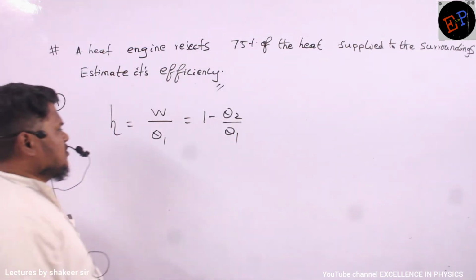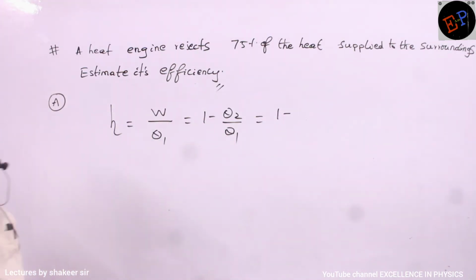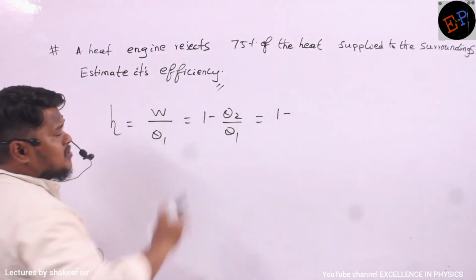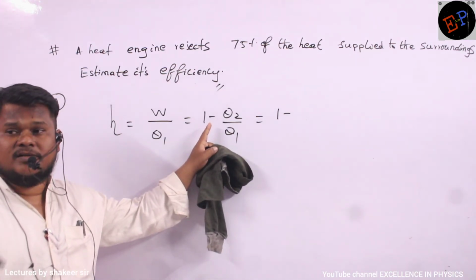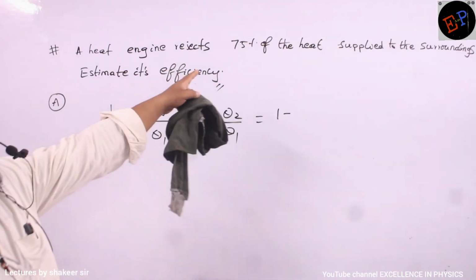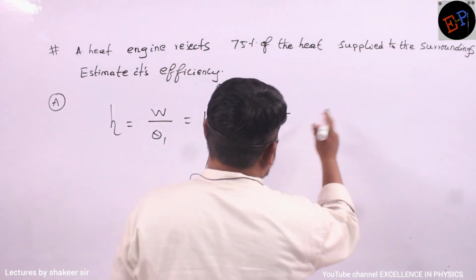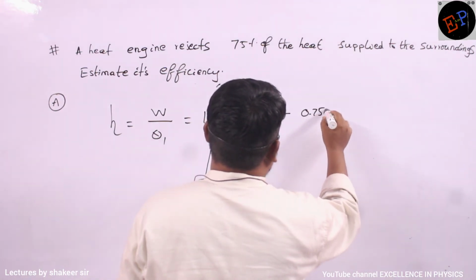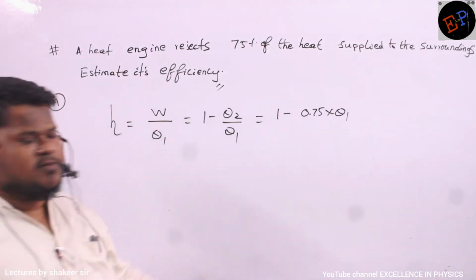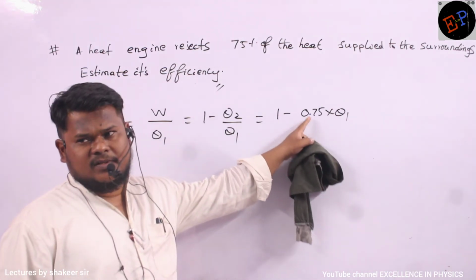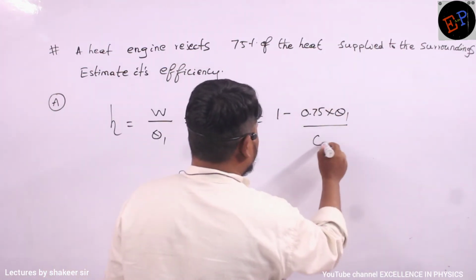Okay. So what is Q2 here? Q2 is the energy which is rejected to the sink. How much energy is rejected to the sink? 75% of the heat is rejected to the sink. So 75 by 100, I can write 0.75 multiplied by Q1. So 0.75 means this much heat energy is rejected to the sink, divided by Q1.